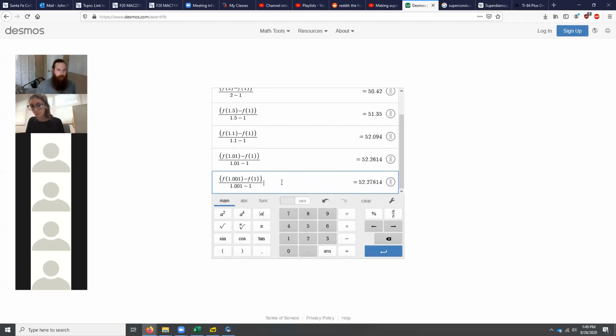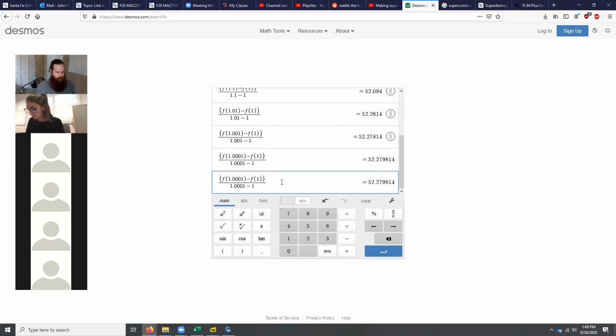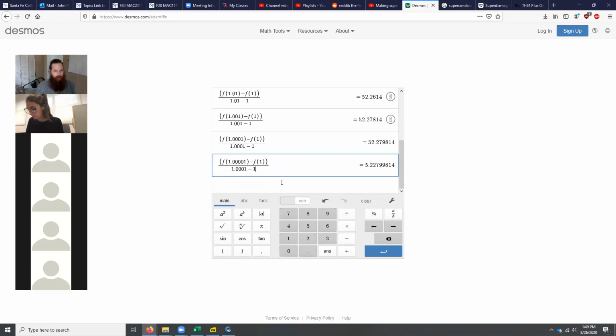We could take it further. And further still, if we're not sure. And you see these numbers starting to stabilize, 52.2, 52.2, 52.2, 52.2. The second figure has stabilized here, 52.27, 27, 27.